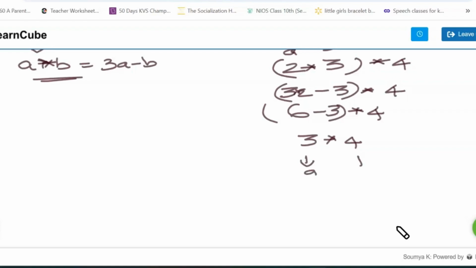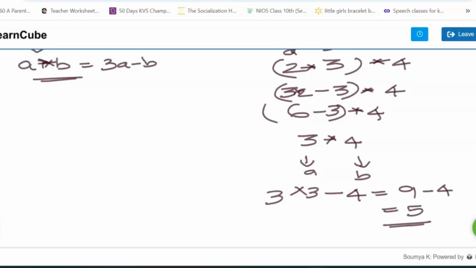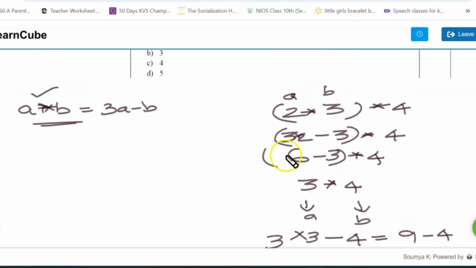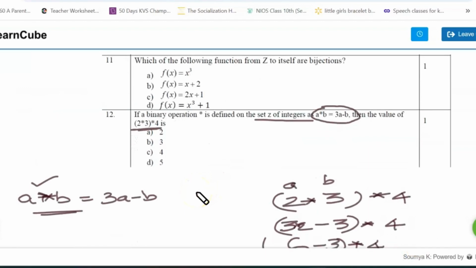Again here this is a and this is b now. So what is our given term? 3a, that is 3 into 3 minus 4, based on this a and b. Now find the solution. 3 3s are 9 minus 4, the solution will be 5. So let's check which option matches. Here 5 is the correct option, that is D. Hope you understood how to do this question. This goes on changing the operation that is given to us.